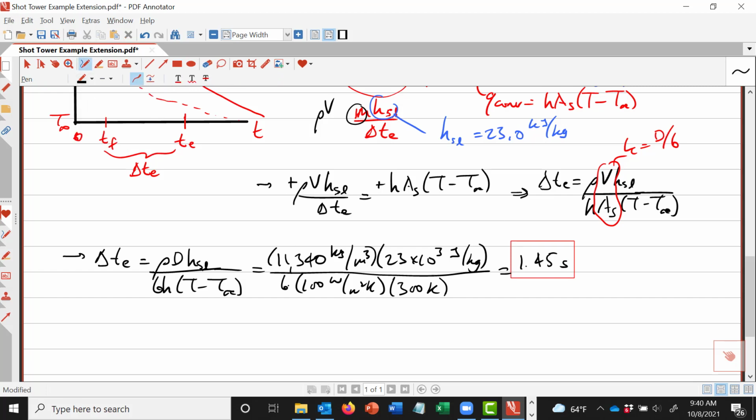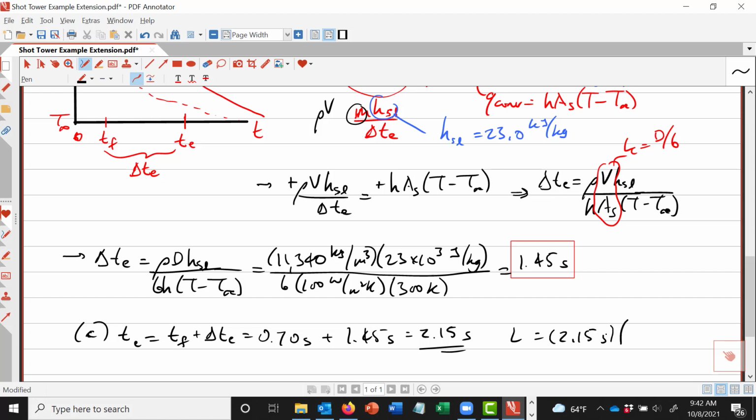And then for part C, you're simply going to say the total time, we'll say t_E is equal to t_F plus delta t_e. If you go up, t_F is 0.702 seconds. Let's say 0.70 seconds. Delta t_e is 1.45 seconds. So then the height of the tower, L, is going to be the time times the velocity. So it's going to be 2.15 seconds times the velocity of 3 meters per second. That's how tall the tower would be.